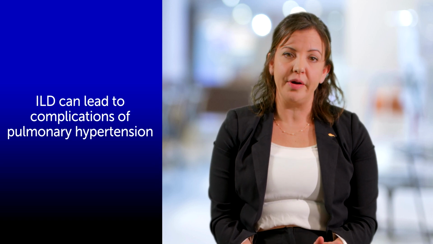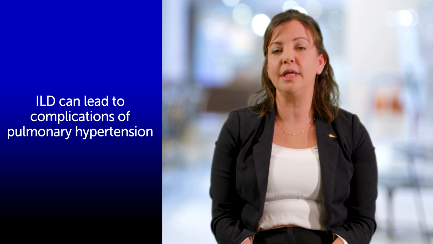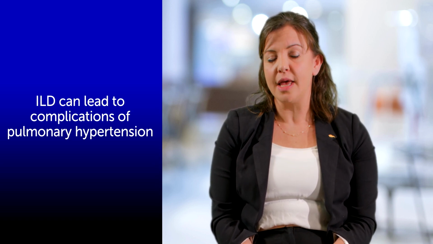Pulmonary hypertension and ILD have a relatively close relationship in that ILD can lead to the complication of pulmonary hypertension. For example, in idiopathic pulmonary fibrosis, it is thought that a high percentage of patients over time will develop the complication of pulmonary hypertension. Other interstitial lung diseases, or ILDs, also will have the chance of developing that complication as well.